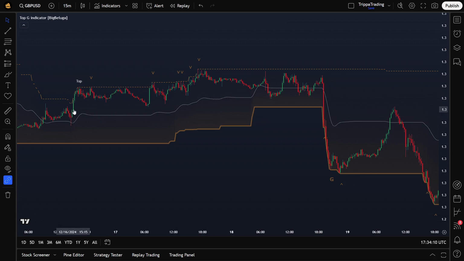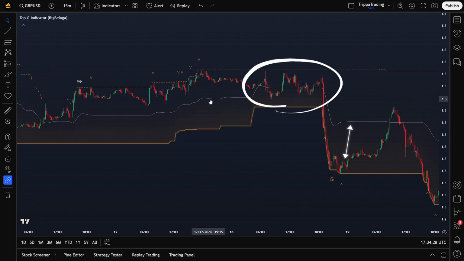When the price reaches the upper band, it signals potential overbought conditions, meaning a reversal could be near. On the other hand, the lower band indicates an oversold condition, meaning the price might bounce back up. The midline helps gauge whether the market is trending strongly or consolidating.